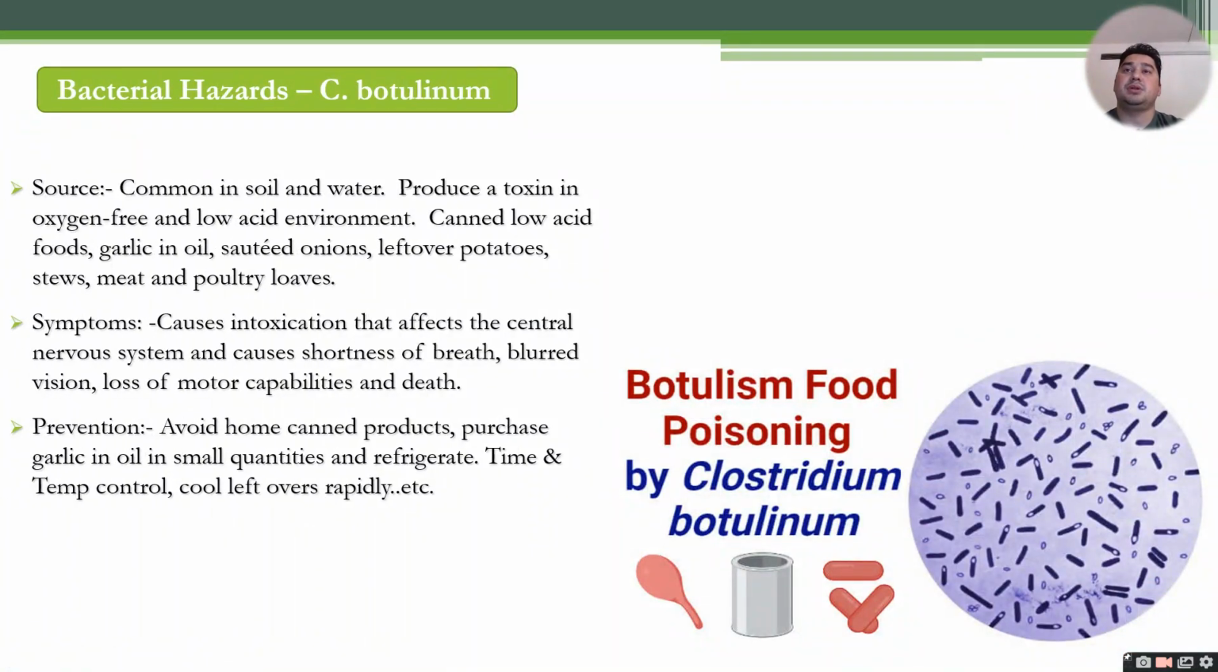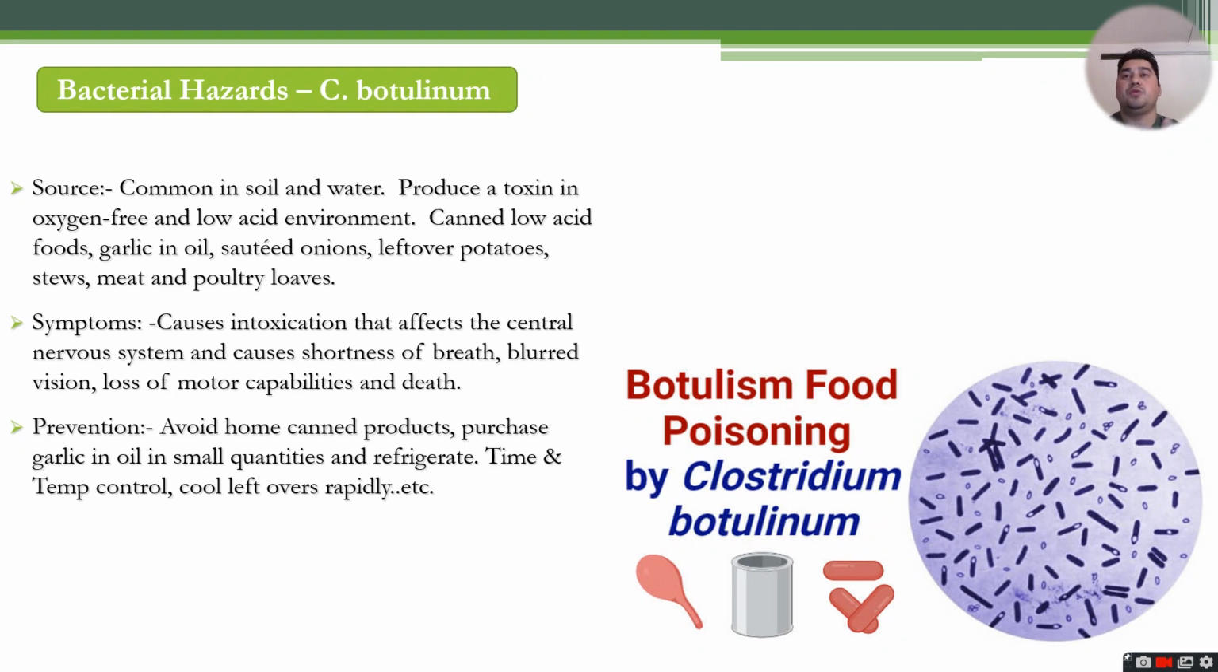Now, bacterial hazards, Clostridium botulinum. The third type of bacteria we have is Clostridium botulinum. The sources of Clostridium botulinum are soil and water. That is a common one. It produces a toxin in an oxygen-free and low-acid environment. Common sources are canned low-acid foods, garlic in oil, sauteed onions, leftover potatoes, stews, and meat and poultry loaves.